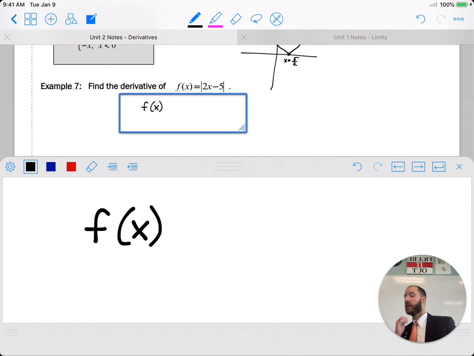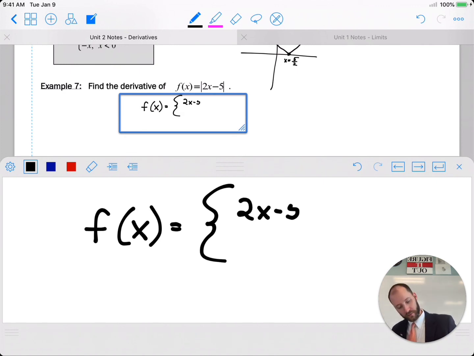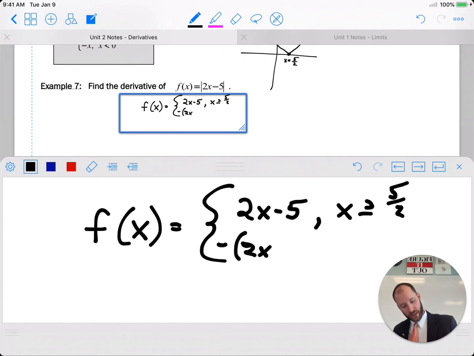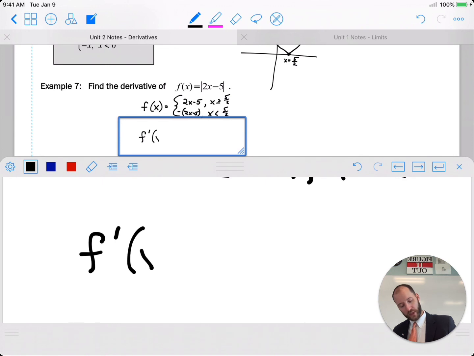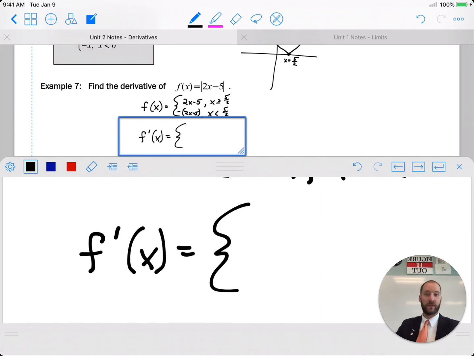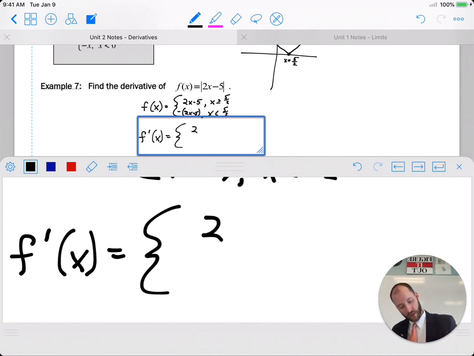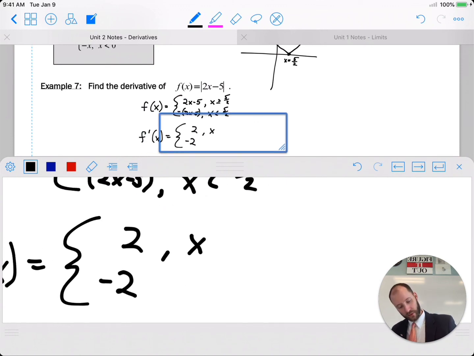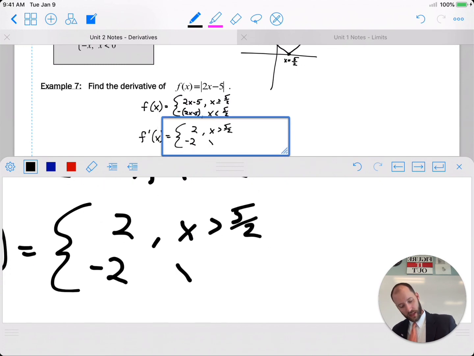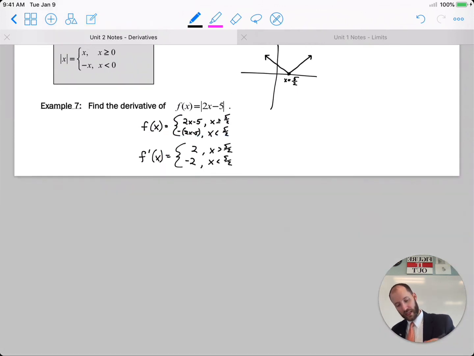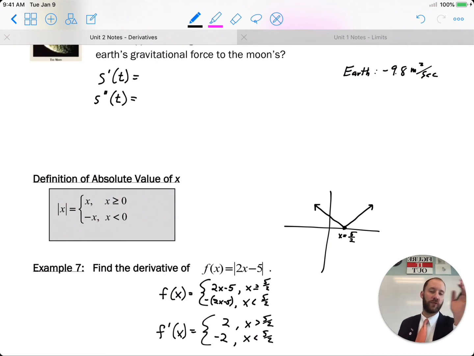So f of x, you could write that as a piecewise function. We have 2x minus 5 with that positive slope when x is greater than or equal to 5 halves. Then we have the negative 2x minus 5, so the absolute value going down, when x is less than 5 halves. So if you wanted to take f prime, just take the derivative of each piece of that. So we have 2, we have negative 2, when x is greater than 5 halves, and when x is less than 5 halves. So that absolute value, you would split that up into the right side and the left side.